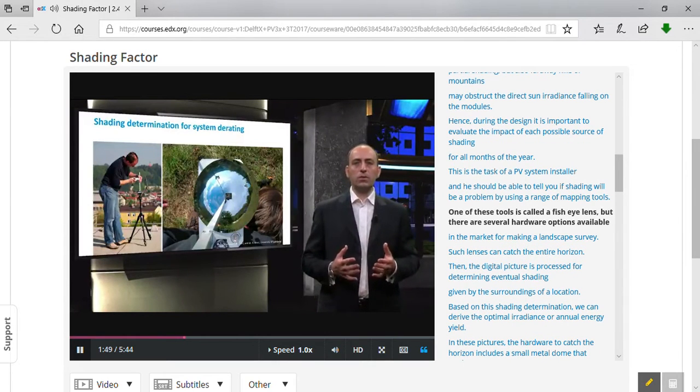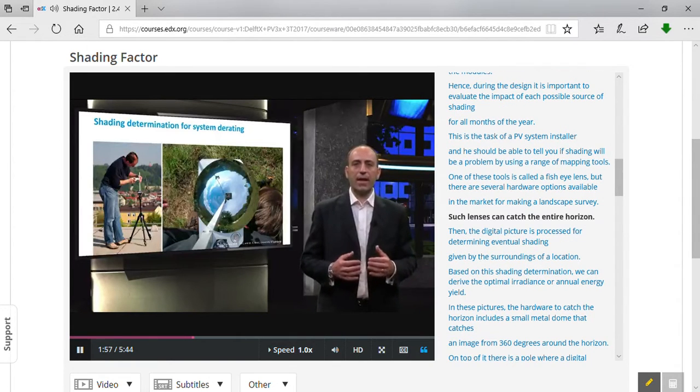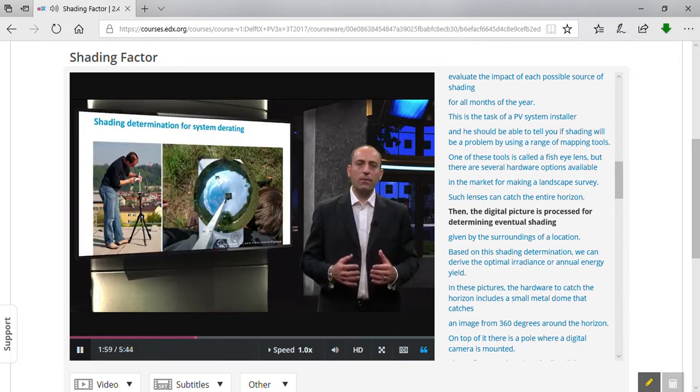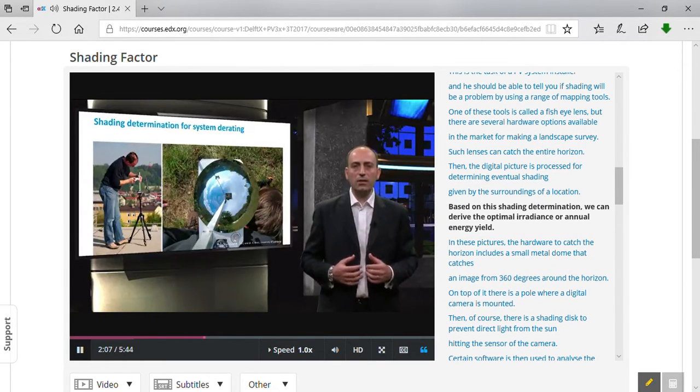One of these tools is called a fish-eye lens, but there are several hardware options available in the market for making a landscape survey. Such lenses can catch the entire horizon. Then, the digital picture is processed for determining eventual shading given by the surroundings of a location. Based on this shading determination, we can derive the optimal irradiance or annual energy yield.